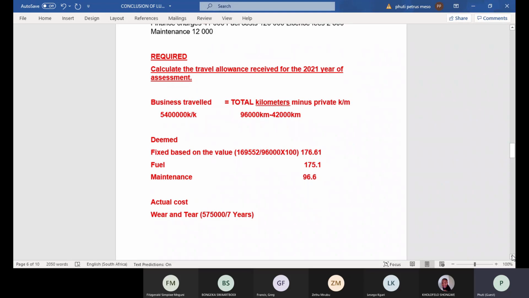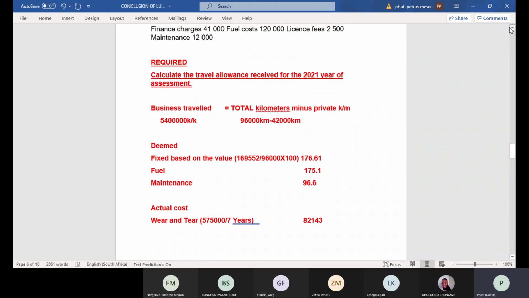I just want to calculate that quickly. It's 575,000. You divide that by 7 years, and you get an amount of 82,143. Then let's have a look at what else in regards to the information is given in here.